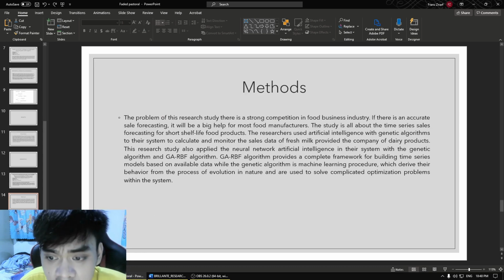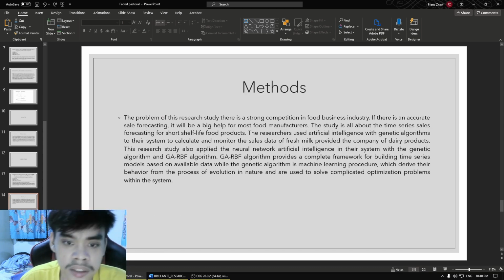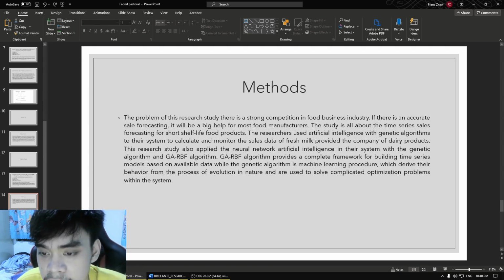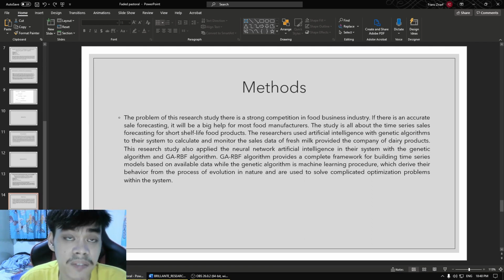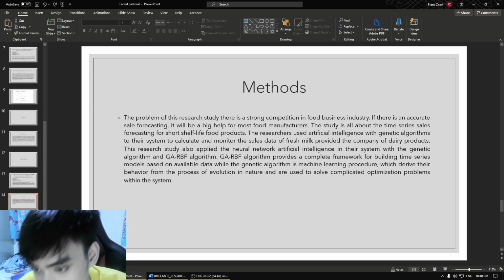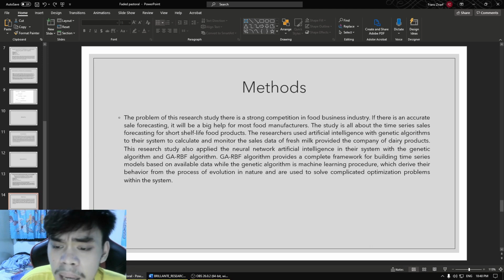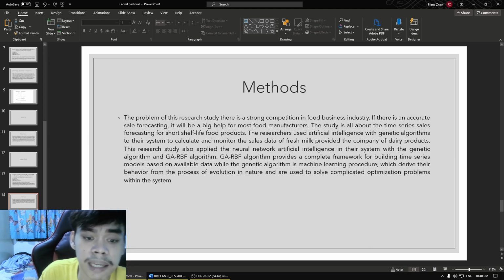Okay, so the problem is there is a strong competition in the food business industry. So this study is all about the time series sales forecasting for short shelf life food products such as milk or any other dairy products. The researchers employ artificial intelligence with genetic algorithms in their system to calculate and monitor the sales data of fresh milk provided by the company in their experimentation period.